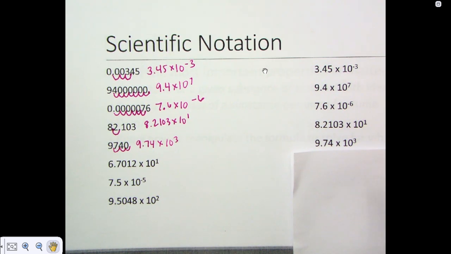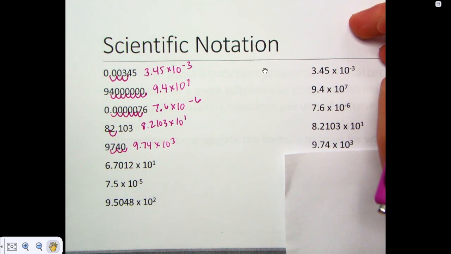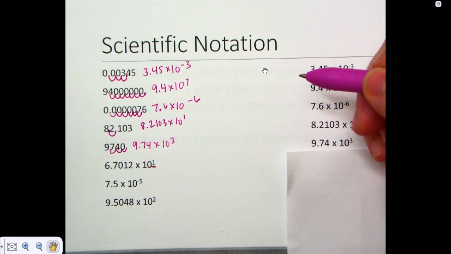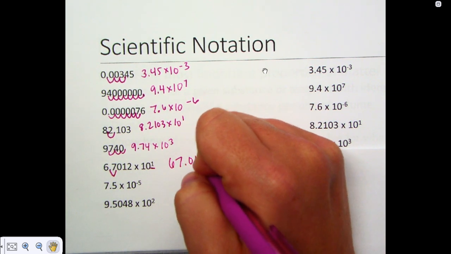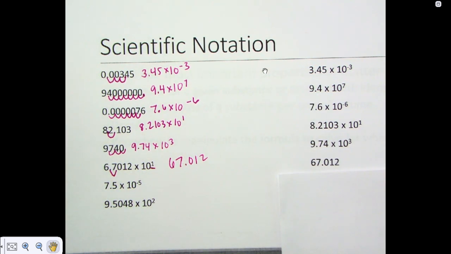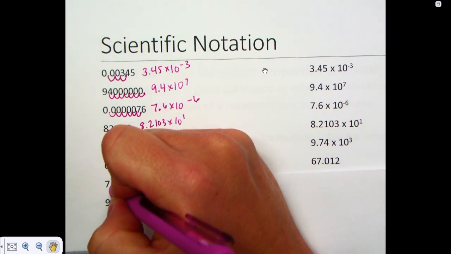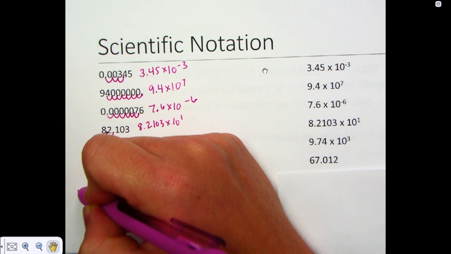All right, for these bottom ones, we're taking it out of scientific notation. So 6.7012 times 10 to the 1st, that means that because this is positive, it's going to be bigger. So we're going to take it out and go 1 to the right, 67.012. All right. 7.5 times 10 to the minus fifth. Negative exponent means this is going to be a small value. We're going to hop it out 5 places to the left. 1, 2, 3, 4, 5.